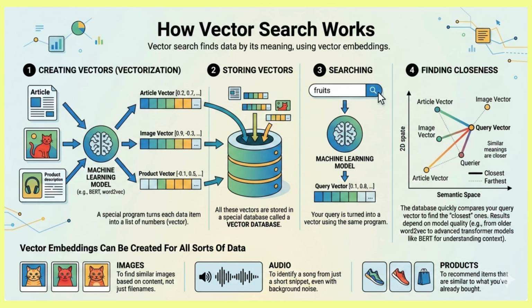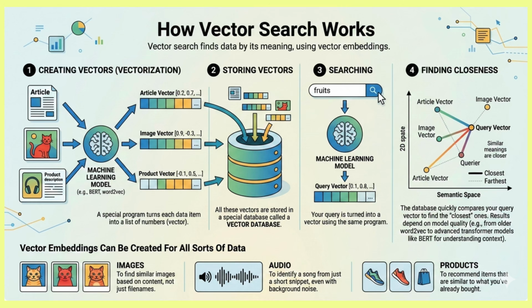When you type a query like "fruits," the same program turns your query into a vector. The database then quickly compares your query's vector to all others to find the ones that are closest. The closer the vectors are, the more similar their meanings are. The quality of the search results depends on the quality of the model used to create the vectors. These models have evolved over time, from older ones like Word2Vec to more advanced transformer models like BERT that are better at understanding the context of words.